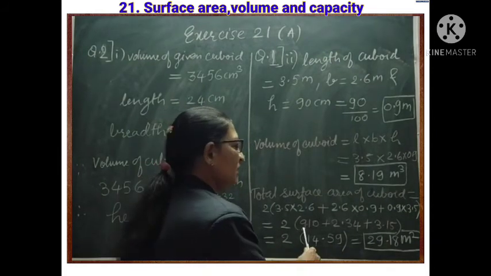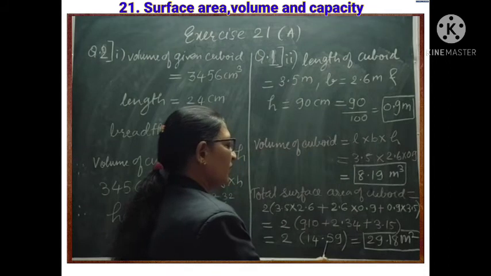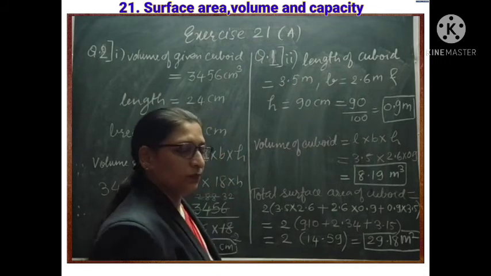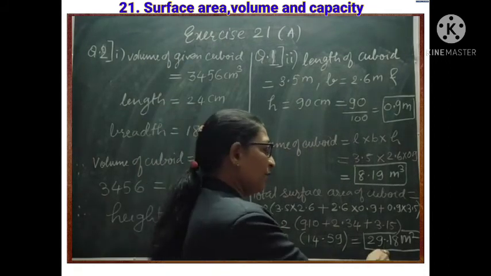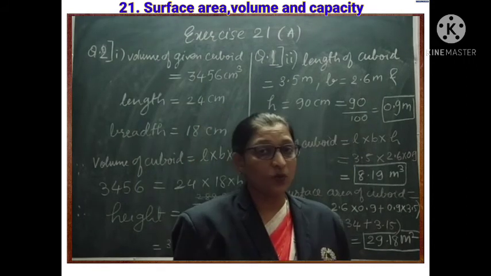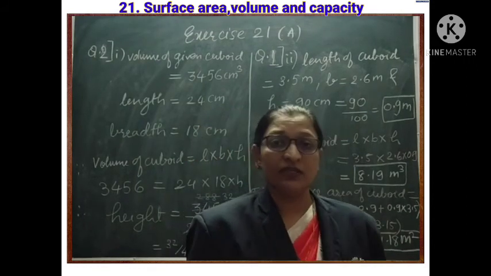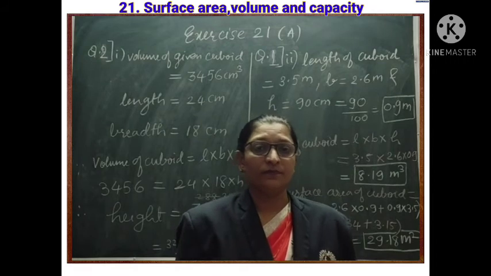The next step, the sum of all these numbers is 14.59, multiplied by 2. That is 29.18 meter square, the total surface area of the given cuboid.